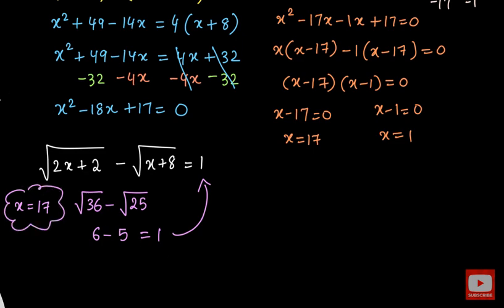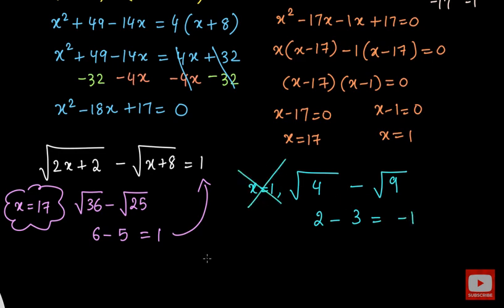It is a solution. Now what happens if we take x equal to 1? So let us take x equal to 1 here. The first term is square root of 2x plus 2, so it will be square root of 2 times 1 plus 2, that is 2 plus 2, square root of 4, minus square root of 1 plus 8, which is 9. So this is 2 and this is 3. 2 minus 3 is negative 1. So because of that, x equal to 1 is not a solution for this equation. So the only possible solution for this equation is x equal to 17, and that is where we can stop.